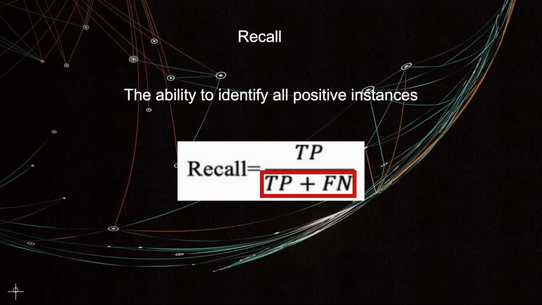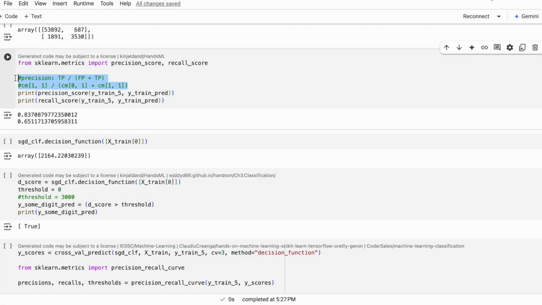Let's get back to our 5 classifier and check the precision and recall. We can use numbers from the previous confusion matrix result and plug them into the formula, like the commented code, but sklearn has functions to simplify this. The precision number tells us the classifier is correct 83% of the time. The recall number tells us the classifier only detects 65% of 5s.